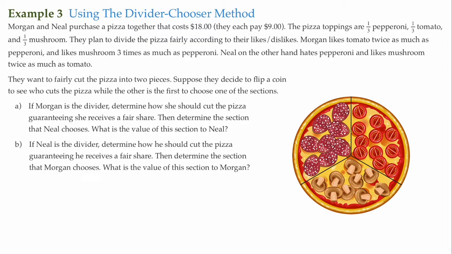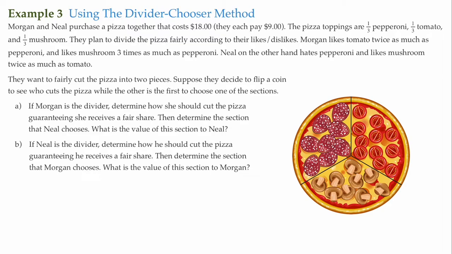So here it says, Morgan and Neil purchase a pizza together that costs $18. They each pay $9. The pizza toppings are 1/3 pepperoni, 1/3 tomato, and 1/3 mushroom. They plan to divide the pizza fairly according to their likes and dislikes. Morgan likes tomato twice as much as pepperoni and likes mushroom 3 times as much as pepperoni. Neil, on the other hand, hates pepperoni and likes mushroom twice as much as tomato.